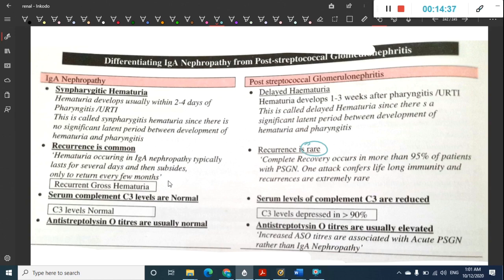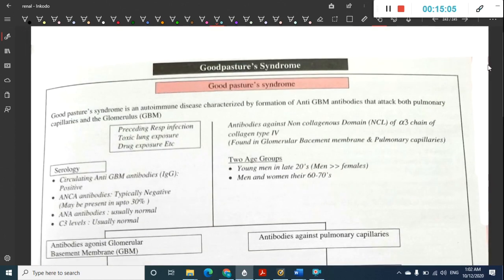In IgA nephropathy, serum C3 levels are normal, whereas in post-streptococcal glomerulonephritis, serum C3 levels are depressed in more than 90% of patients. Anti-streptolysin O titer is normal in IgA nephropathy. In post-streptococcal glomerulonephritis, ASO titers are elevated because obviously it is caused by streptococcal infection. So these are the important things.